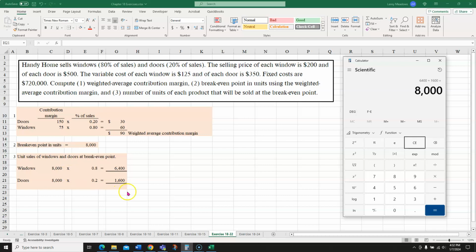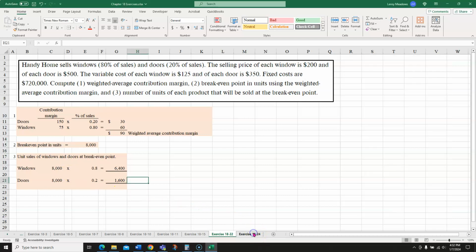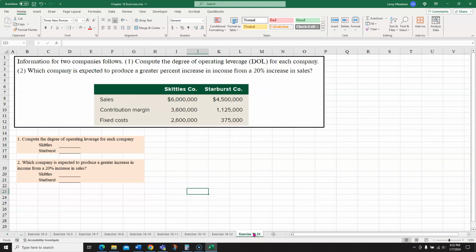Okay. Now, let's get to our final exercise. And in our final exercise, information for 2 companies follows. 1, compute the degree of operating leverage, or DOL, for each company. And 2, which company is expected to produce a greater percent increase in income from a 20% increase in sales?